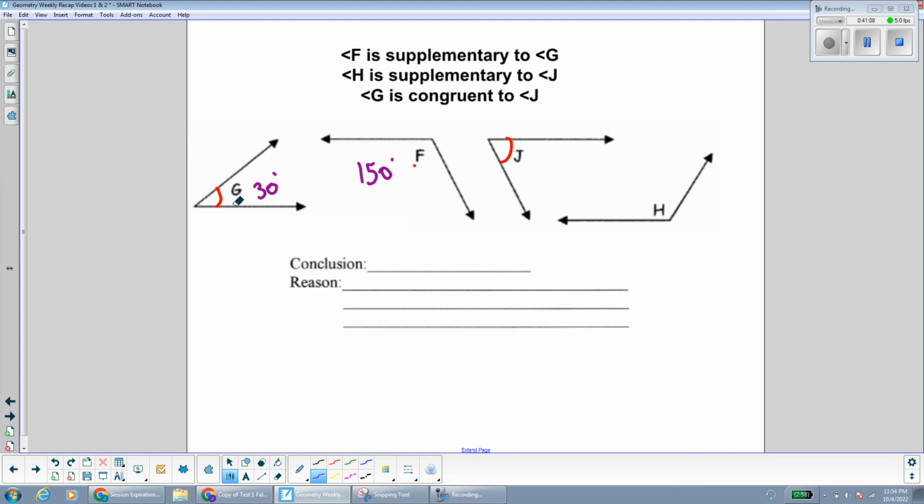And since angle G and angle J are congruent to each other, if angle G is 30, angle J also has to be 30. And since angle J and angle H are supplementary to each other, if angle J is 30, angle H has no choice but to be 150 degrees, since they need to add up to 180. So we can see here that angle F and angle H need to be congruent to each other.